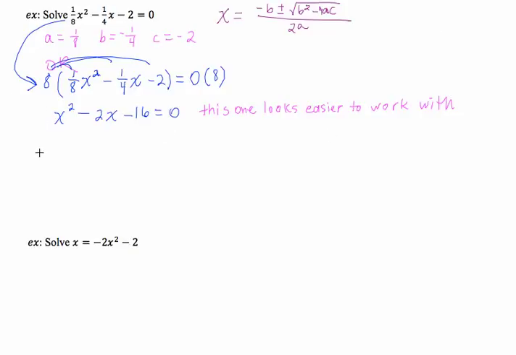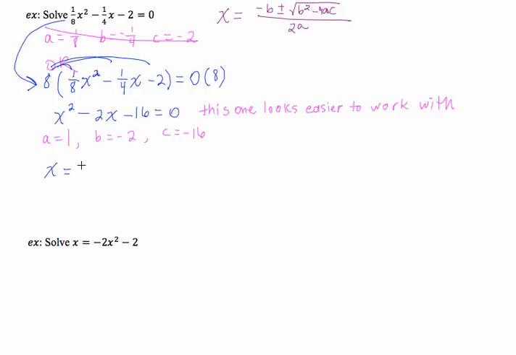Okay, so if we do it this way, we have to re-identify what is A, what is B, and what is C. A is the leading coefficient, which in this case would be 1. B is this coefficient, -2, and C would be the -16. Now the numbers are going to be bigger, but at least they're not fractions.